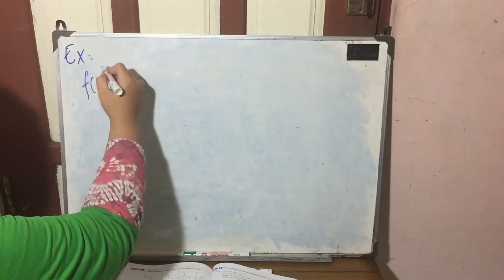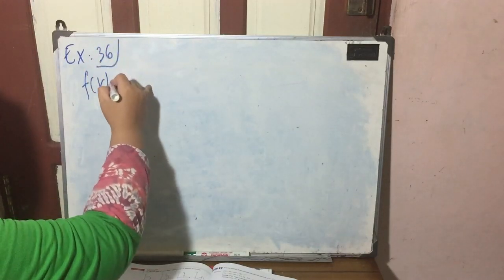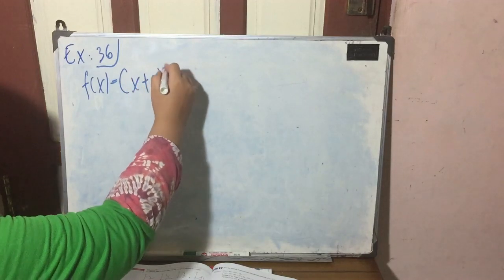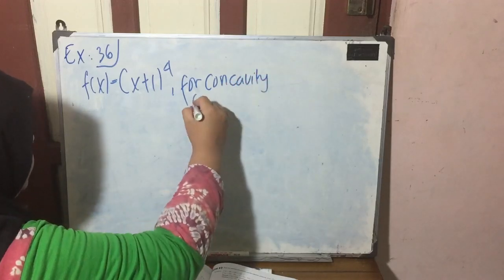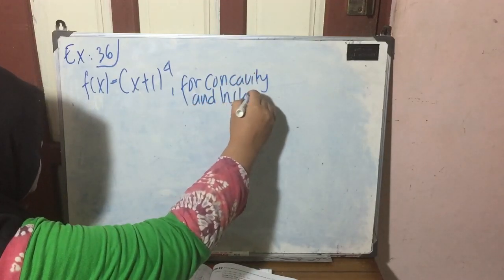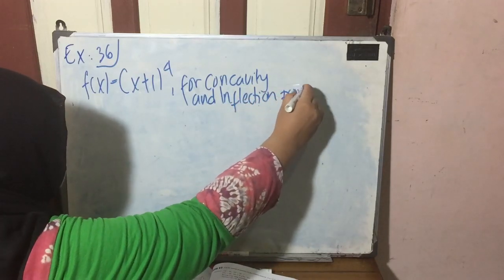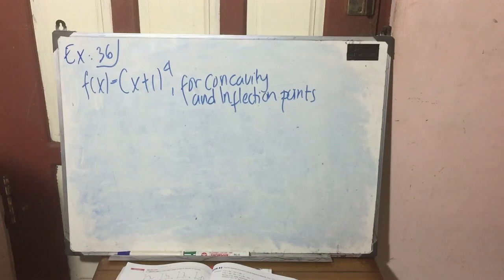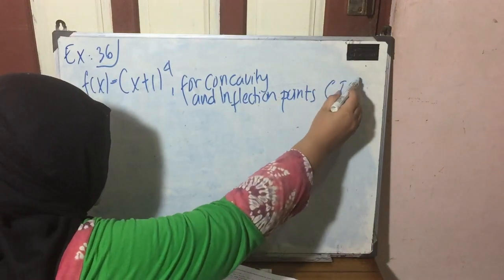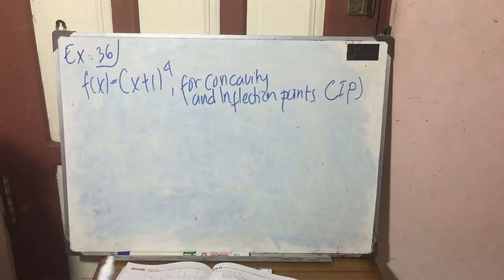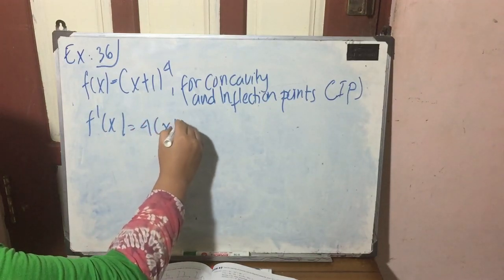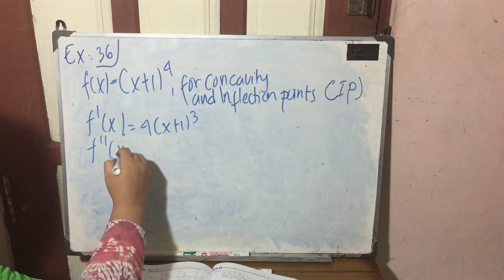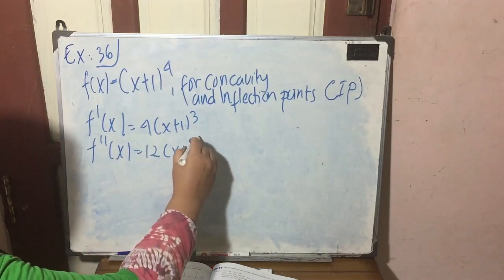Okay, everyone, now example 36. They told us to investigate f(x) equals (x plus 1) to the power 4 for concavity and inflection point. Let's say IP for inflection point, to make it easier. From here you need to find the second derivative. The first derivative is 4(x plus 1) cubed, and then the second derivative is 12(x plus 1) squared.